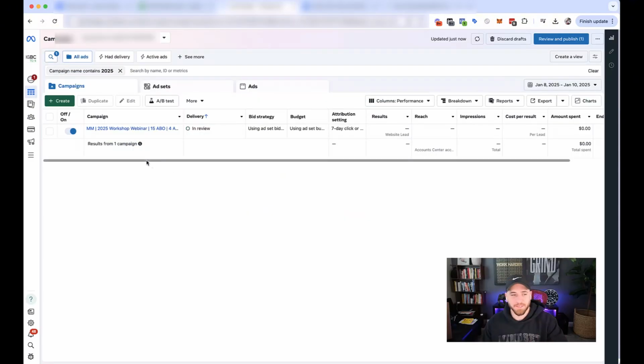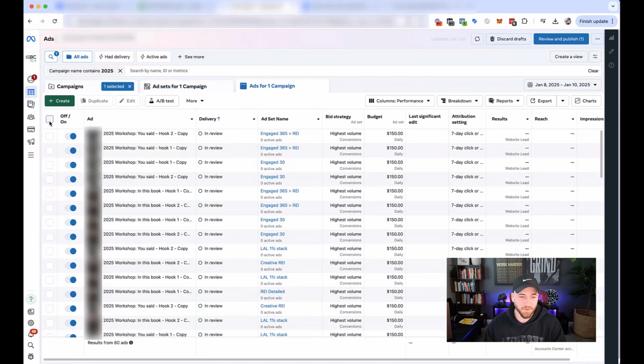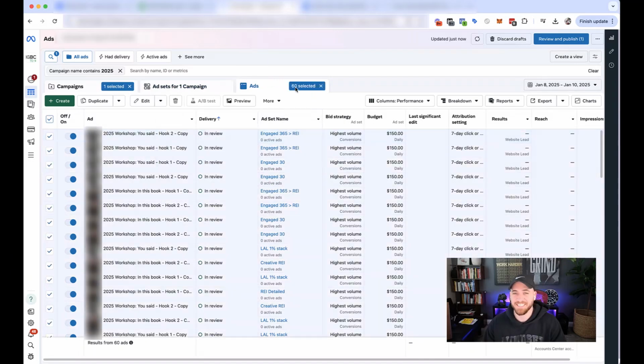All right, so now you can see this is the campaign. Inside of that campaign, we've got 15 different audiences, all at $150 a day. And in total, you're looking at 60 different ads, right? And within each ad, it has variations of three headlines, three body copies. So there's tons of variations going on. But overall, in the next 24 to 48 hours, we're going to have a really good idea of what our cost will be, and we can start to scale at that point.